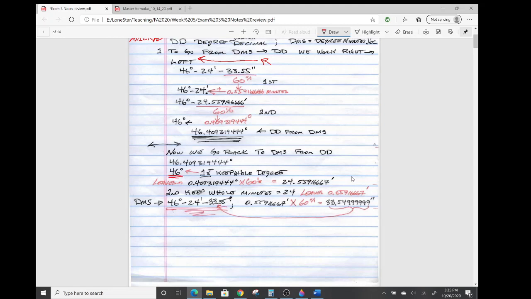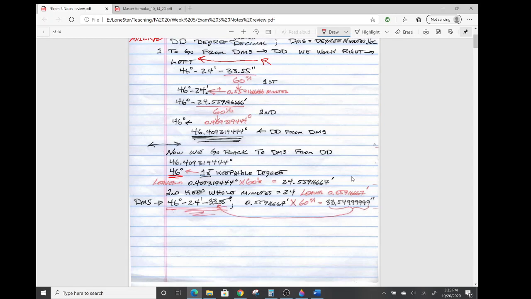Then you're going to take the decimal and multiply it times 60 this time, and you're going to get 24.559166667. Got it? Look up here. Now, why did we get a 6 here and a 7 here? It's the algorithm in the calculator. Don't worry about it. Don't lose any sleep over it.